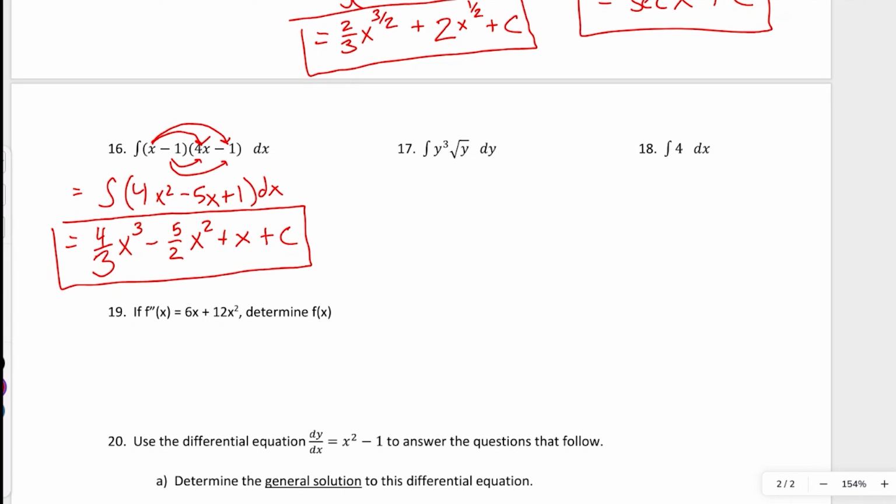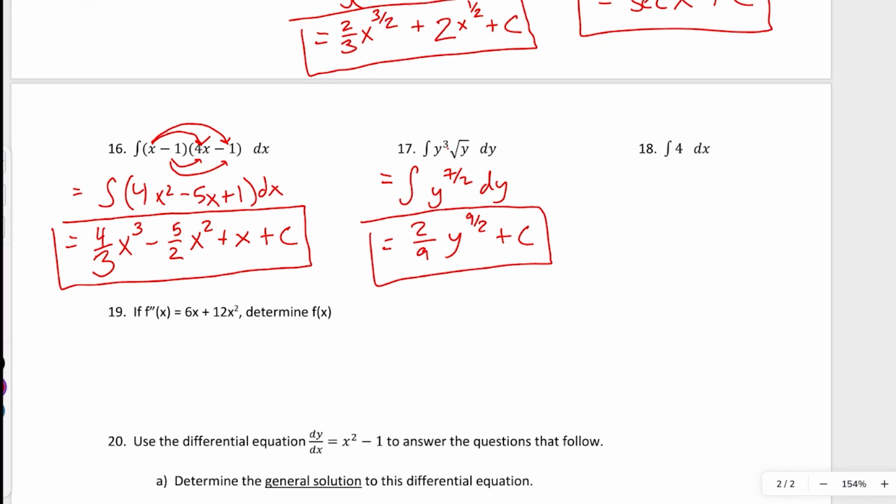Number 17, I'll handle this similarly. I'm going to multiply them together up front. So 3 plus a half. Well, 3 is 6 halves. So 6 halves plus 1 half is 7 halves. Incrementing that by 1 will be 9 halves, and then I need to multiply that by the reciprocal 2/9. And this is just a one-term deal here, so I'm going to leave it just like that. And then it looks like this last one's going to be sort of an easier one. The integral of 4, well, we know that's just going to be 4x plus c.